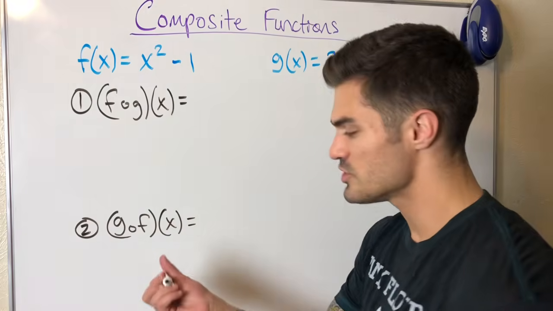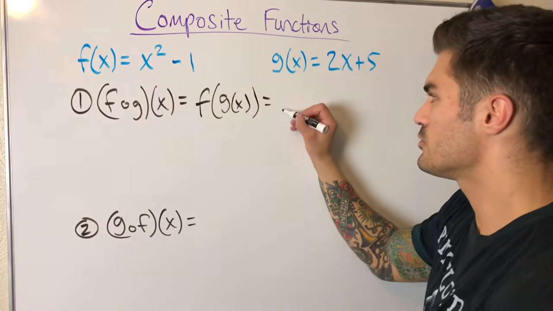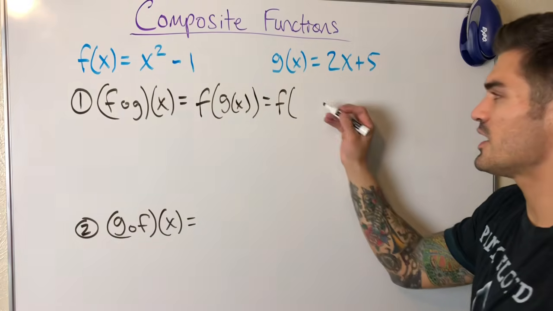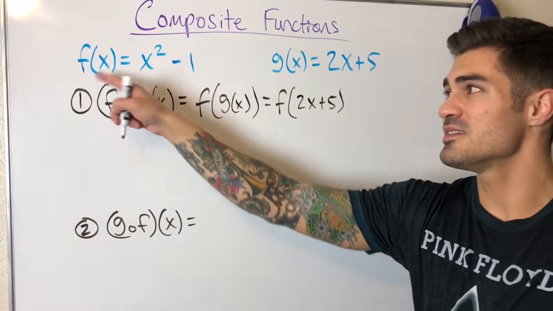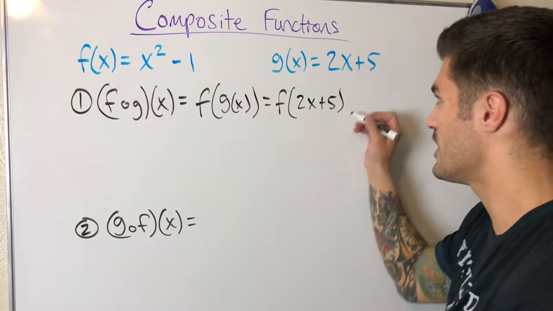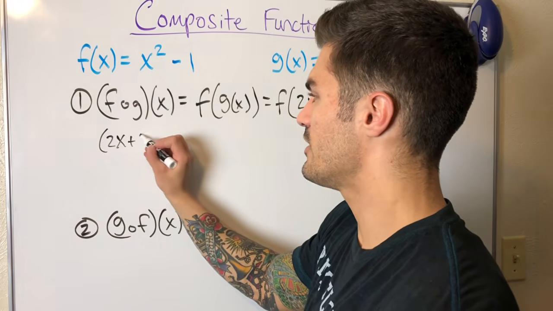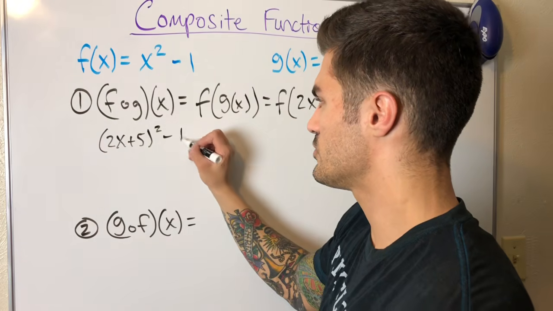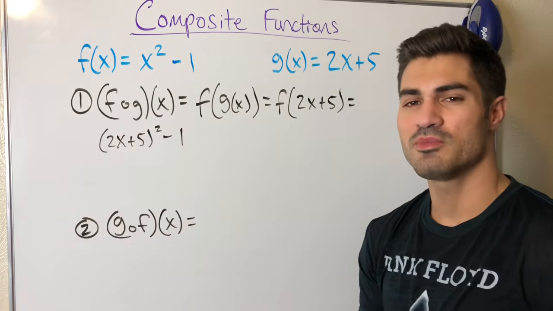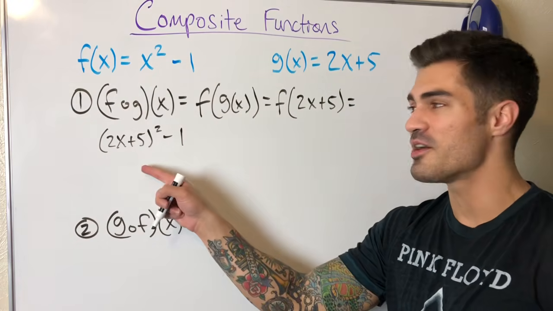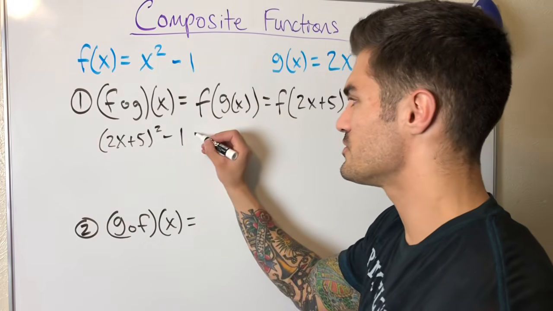So g of x is our inner function, so we're plugging g of x into f of g of x, which means what? G of x is 2x plus 5, so that's what's going in here to f. So anywhere I see an x in the function f, I replace it with 2x plus 5. So what this really is, 2x plus 5 squared minus 1. There is a shortcut where a plus b squared equals a squared plus 2ab plus b squared. If you don't know that, you can just FOIL this out. This means 2x plus 5 times itself, okay? So I'm going to go ahead and FOIL it out for those of you who don't know the shortcut.